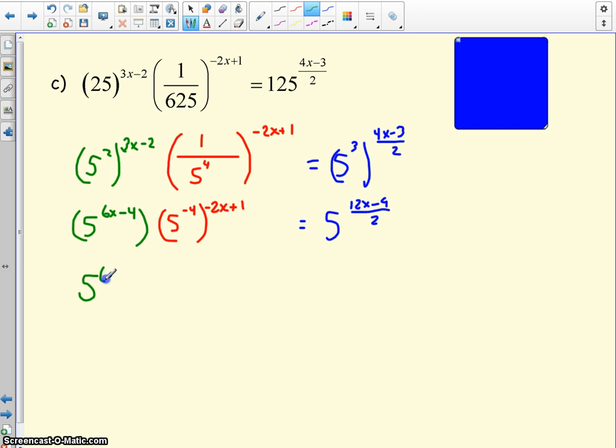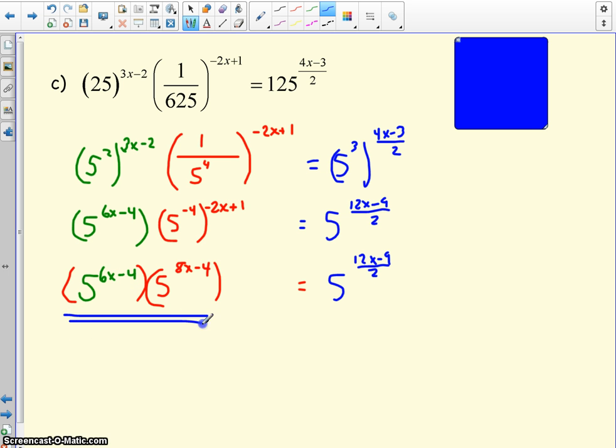Okay, so just take one line here to simplify. So I still have 5 to the 6x minus 4. Okay, don't forget your brackets here. And I have 5, this is going to give me 8x minus 4. Okay, and even though everything's under the same base here, I still cannot equate the exponents. The reason why I can't equate the exponents yet is because I don't have a single power on each side. I only have one power on the right side, this 5 to the 12x minus 9 over 2. But over here on the left side, I still have 2 powers of 5.